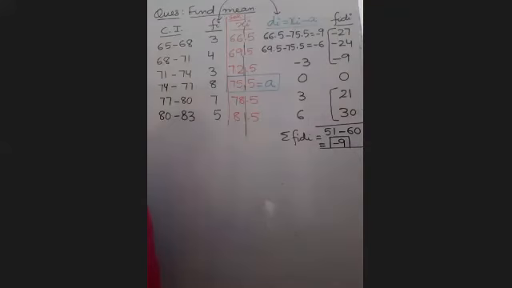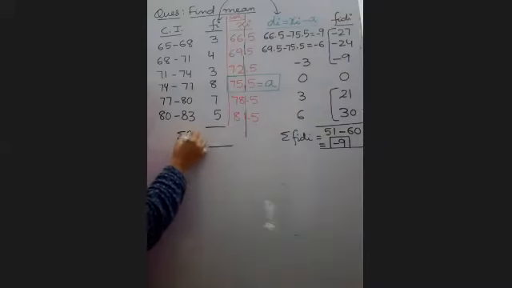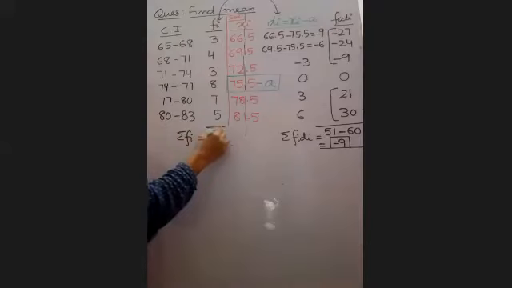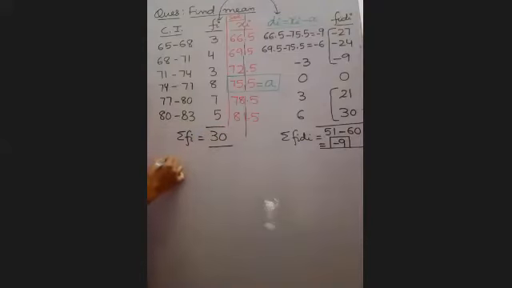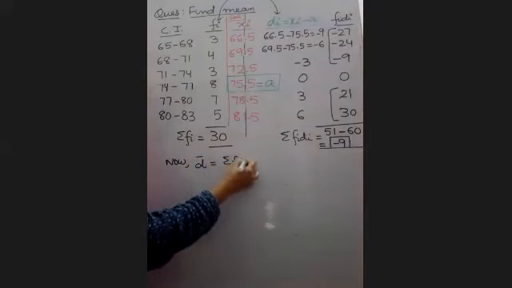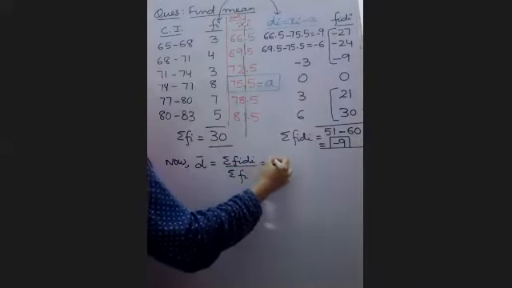Minus 9. Is that okay? Yes, ma'am. What else is needed? Summation Fi. How much is that, children? 30. So now let us calculate D bar. D bar is summation FiDi upon summation Fi. How much is that?